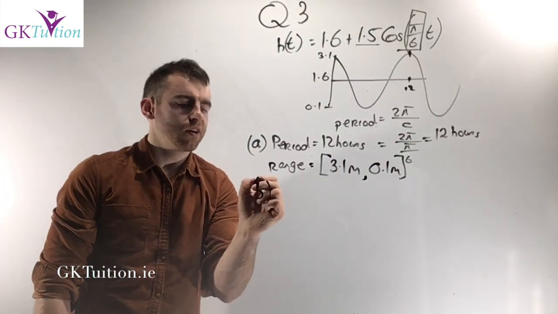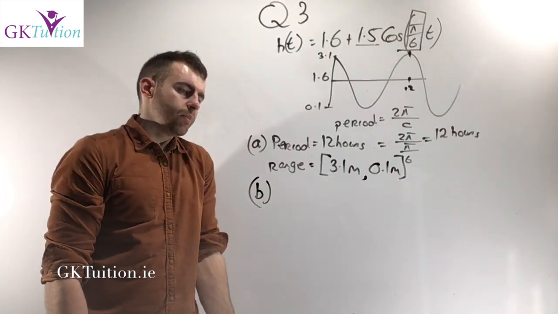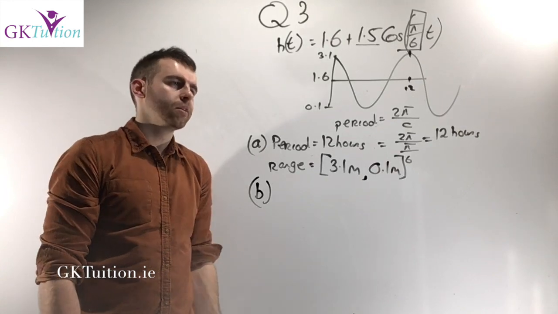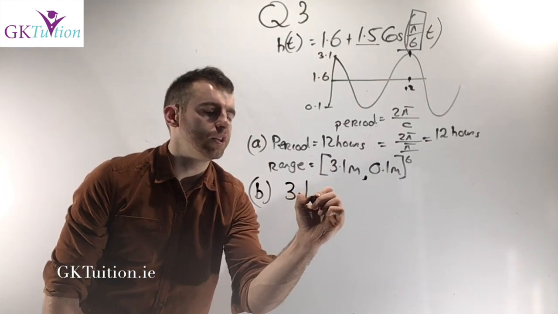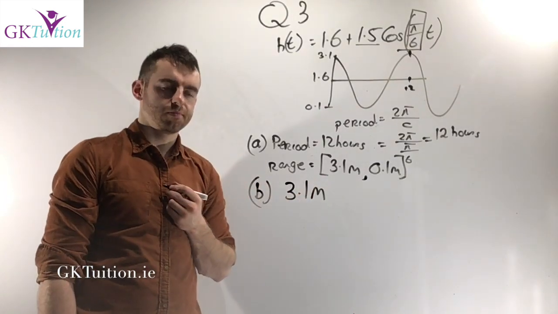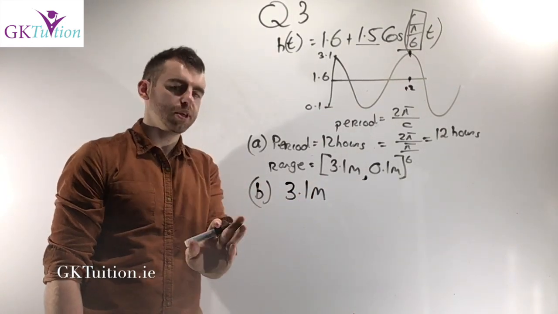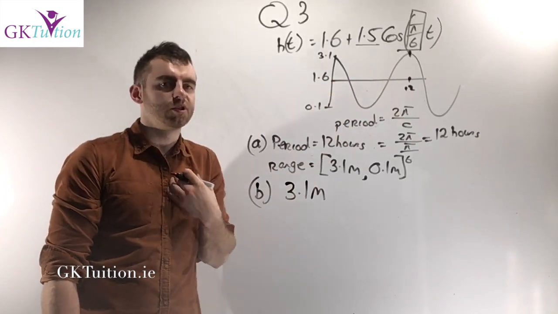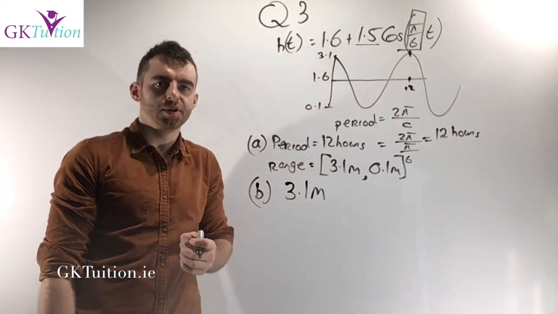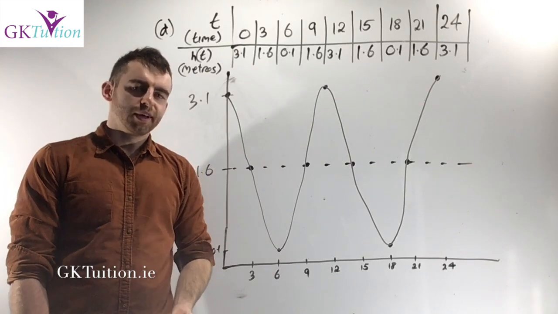Now part B, it's kind of overlapping part A, but part B asked you what's the maximum height. Obviously, you've actually answered it from part A anyway. The maximum height reached is 3.1 meters. So there are your full marks for A and B. There's no actual marks going for that, but my advice to you is just sketch it because it makes your life so much easier. Now we jump straight then to part D.